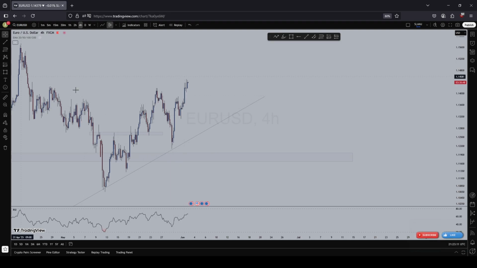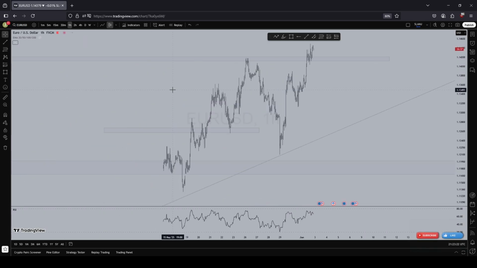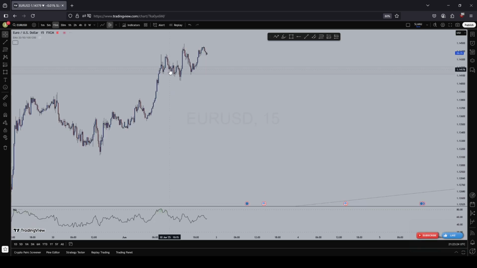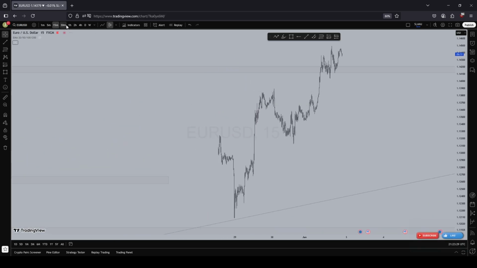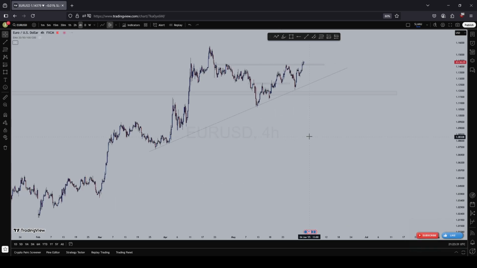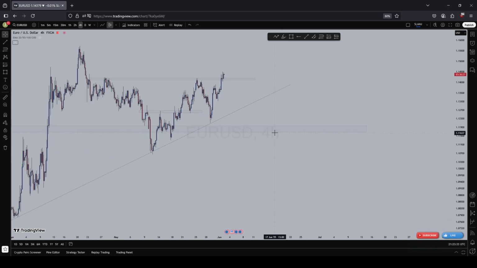So right now, what do we have? We have price that just broke this level. So we should be looking at a retest for a continuation. But for now, I don't think there's really anything much to note on Euro USD.